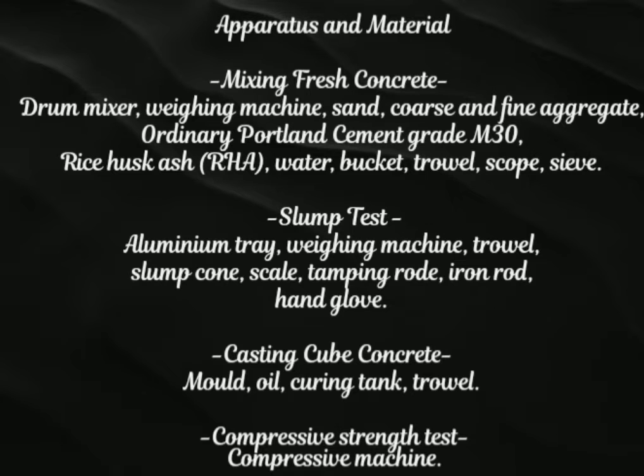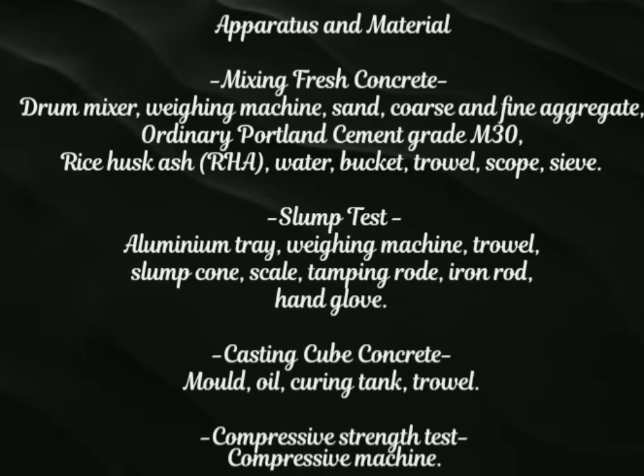The apparatus that we need for mixing fresh concrete is a drum mixer, weighing machine, sand, coarse and fine aggregates, ordinary Portland cement grade 30, rice husk ash, water, bucket, trowel, scoop, and sieve.